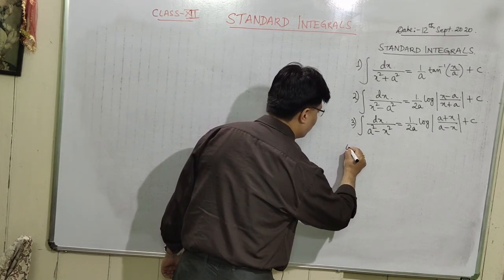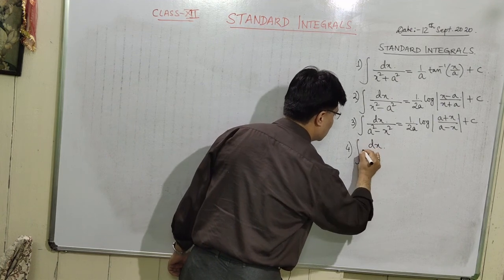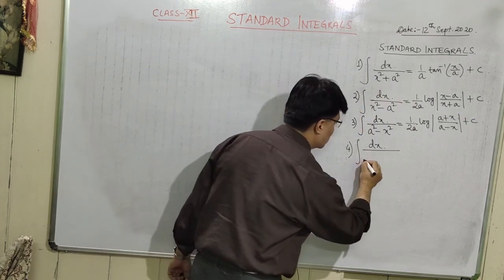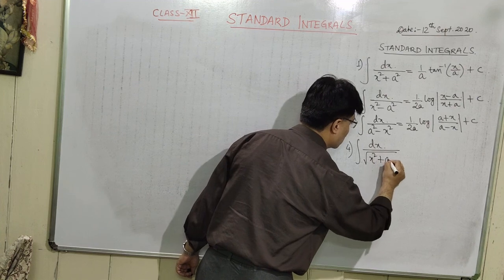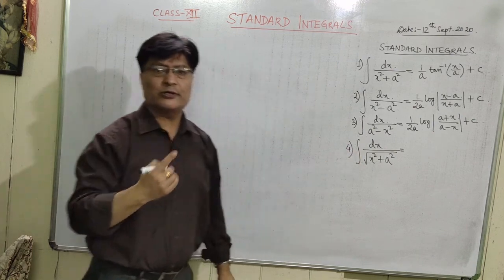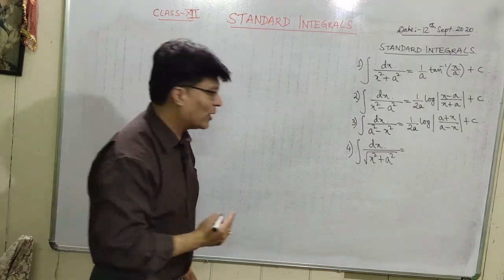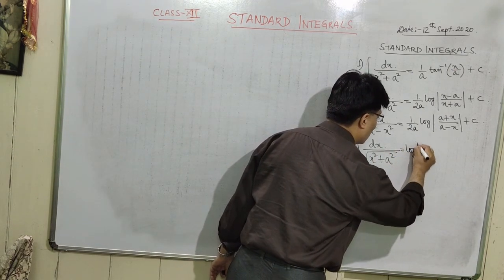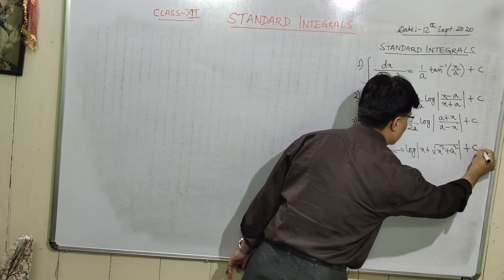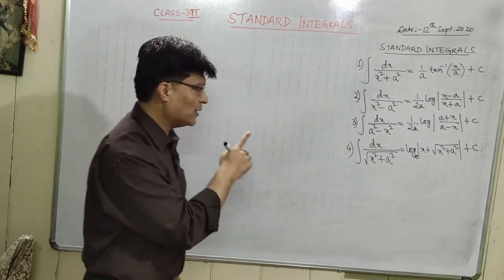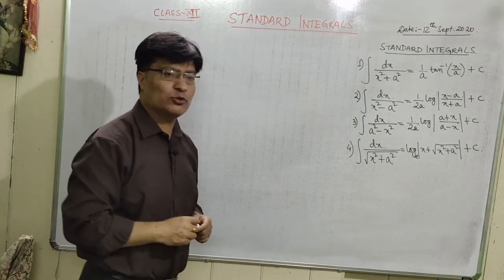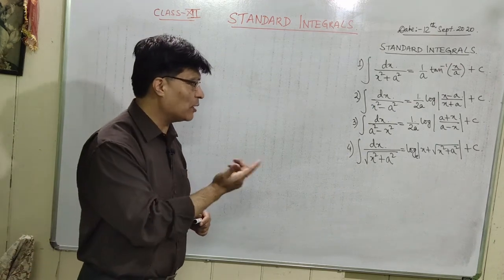Now let us write down number 4. Integration of dx divided by root over x square plus a square. It is the same as number 1, but the expression is under square root. Its formula will be log within mod x plus root over x square plus a square, mod sign closed, plus c, and here the log base is e. This is the fourth standard form.